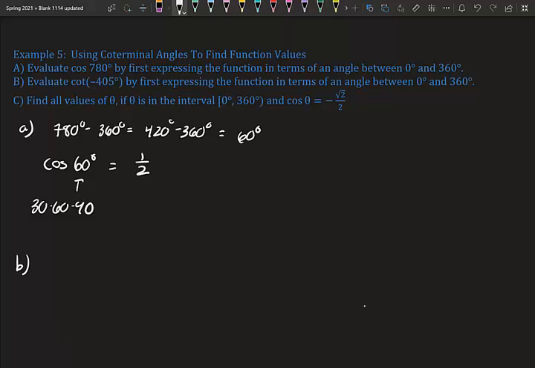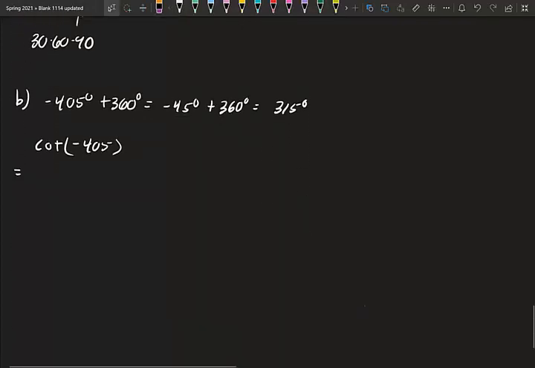Evaluate cotangent negative 405 degrees by first expressing the function in terms of its angle between 0 and 360 degrees. So it's negative, that means we need to find the coterminal angle. So negative 405 degrees plus 360 degrees, and we get negative 45. So add it one more time, and we get 315 degrees. So we're working in quadrant 4. So now we have cotangent negative 405, that turned into cotangent 315 degrees.